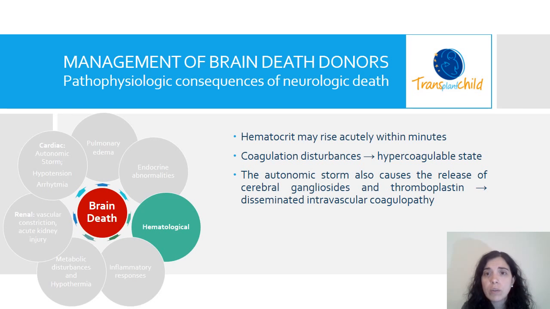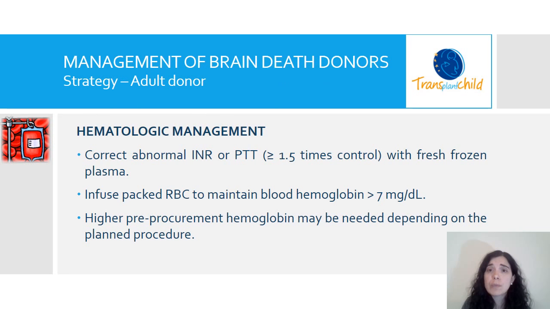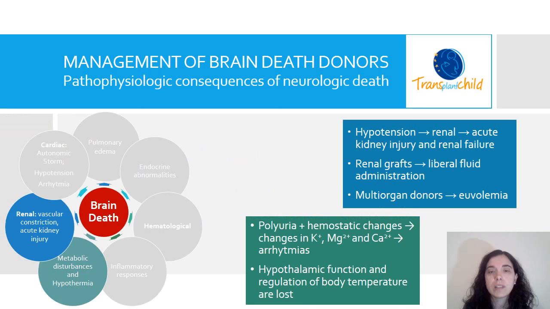1/3 of brain death donors present with coagulopathy, which is thought to be caused by the release of tissue thromboplastin from brain tissue. Hematologic management aims to correct abnormalities in coagulation and to correct hemoglobin values so that a good oxygenation is always assured. Renal vasoconstriction is common in the setting of hypotension. Prolonged renal vasoconstriction can lead to acute kidney injury and renal failure.